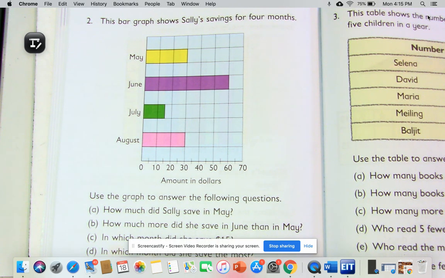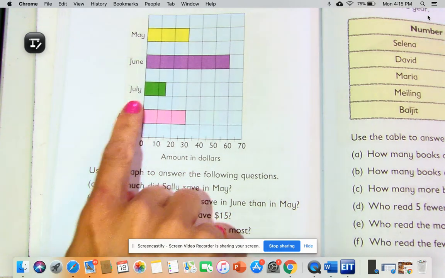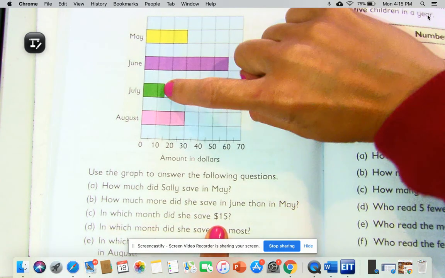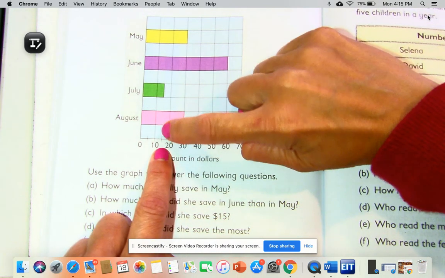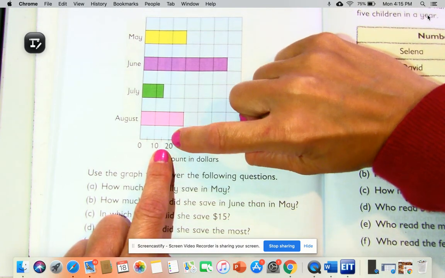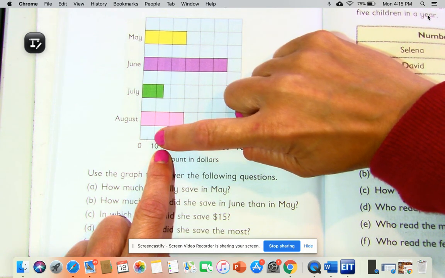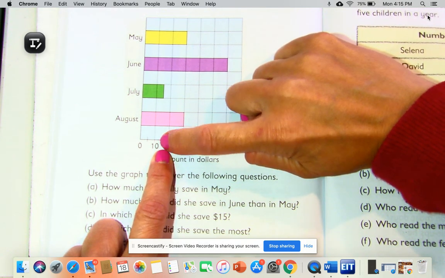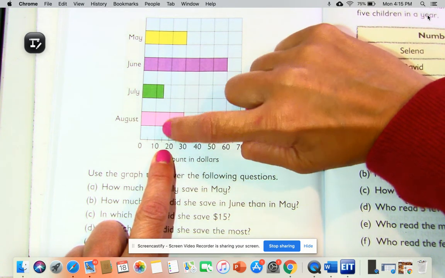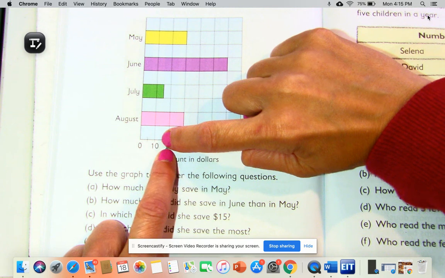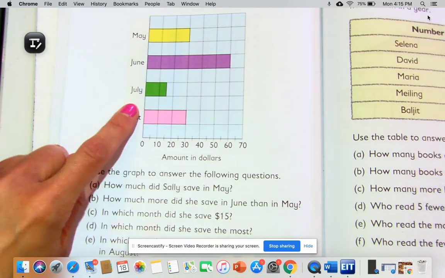In which month did she save $15? Oh, and I'm guessing it's the smaller one. Let me check. In July. And if I follow my finger down here, now here there's no number, but it goes right in between the 10 and the 20. And I know if there's a little mark right between the 10 and the 20, the difference between 10 and 20 is 10. So the middle way, it must be 5. So this one would be 15, because 10 plus another 5 would be 15. So she saved $15 in July.